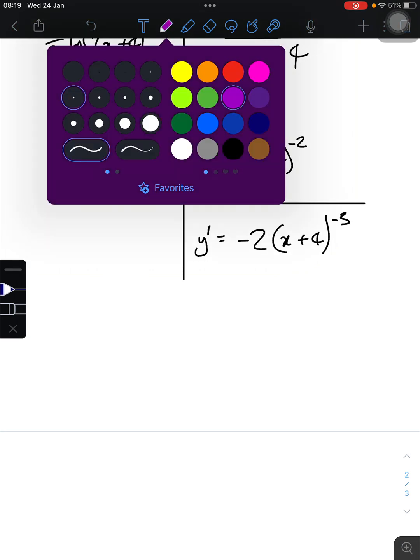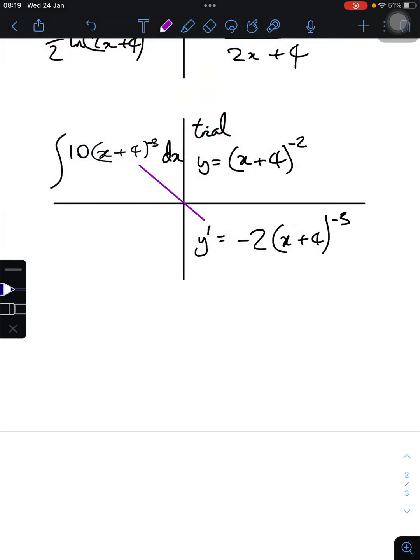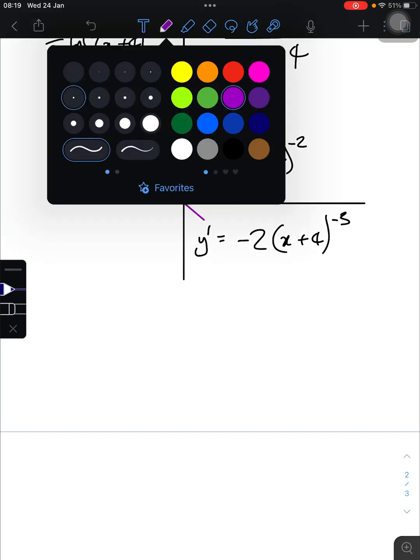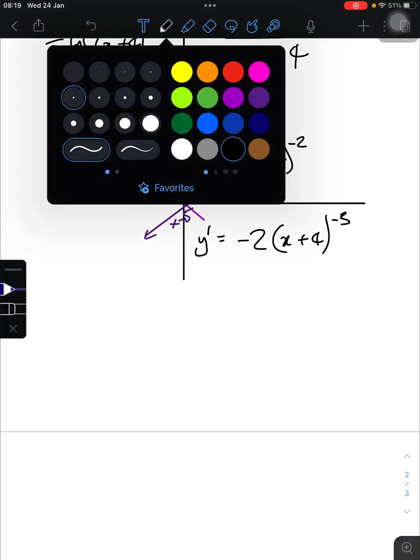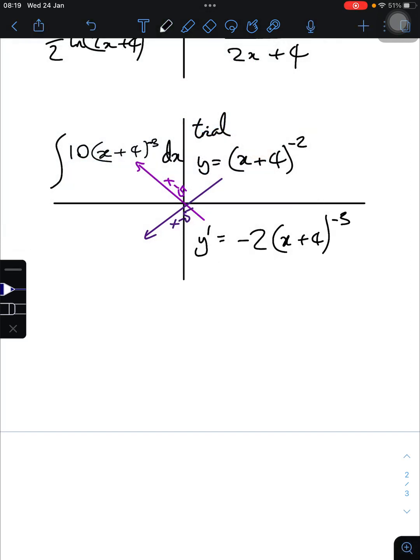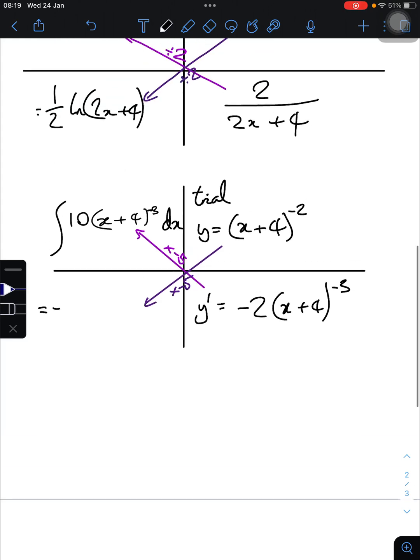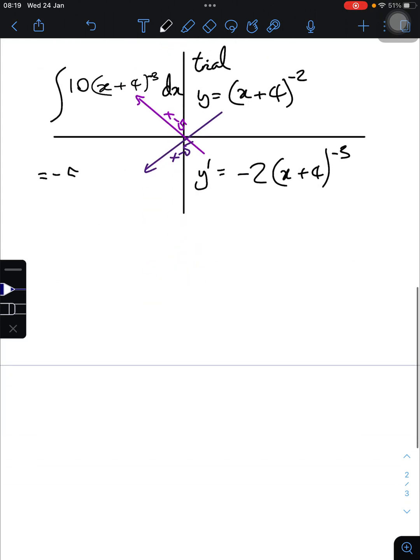And now to get from here to there, to get from minus 2 to 10, I need to multiply by minus 5. And so therefore, whatever's here, I need to multiply by minus 5. And so my solution would be minus 5 lots of x plus 4 to the minus 2. And you can always check these by differentiating them.